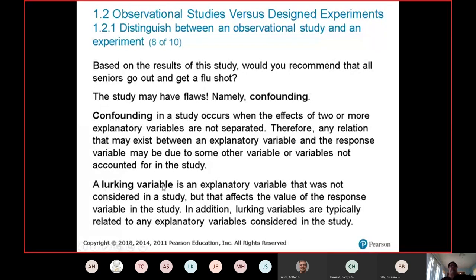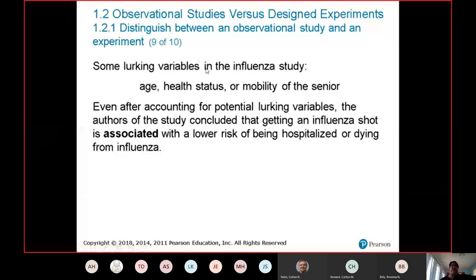Some lurking variables in the influenza study: age, health status, or mobility of the senior. So those are lurking variables. What's the lurking variable in the pandemic? Senior citizens. That's the lurking variable.